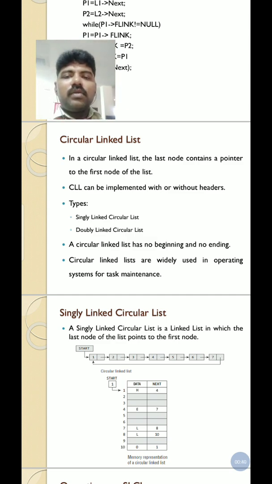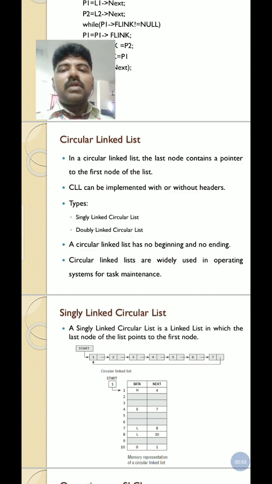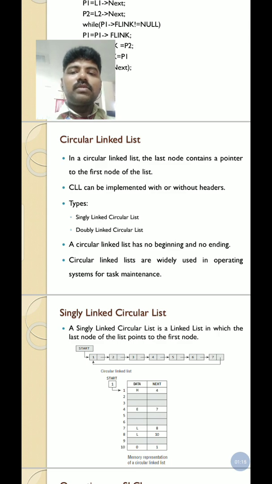In the circular linked list, the last node contains the pointer to the first node of the list. So there is no place to indicate where the list ends. There is no place to store the null value in a circular linked list, because the last node's next field will point to the address of the first node, which makes the circular link. The last node is followed by the first node, so it's called a circular linked list.